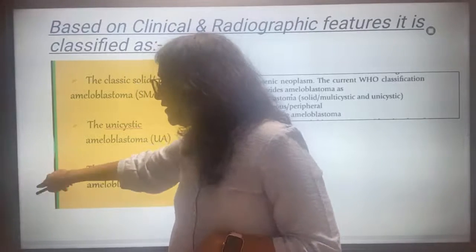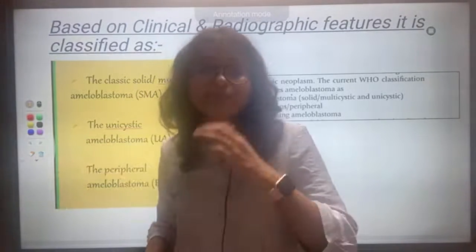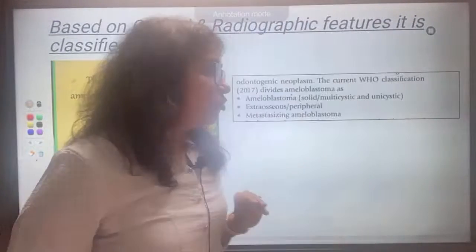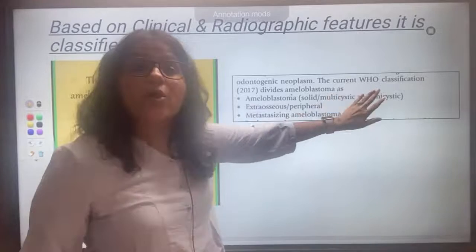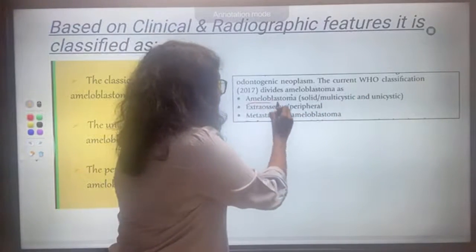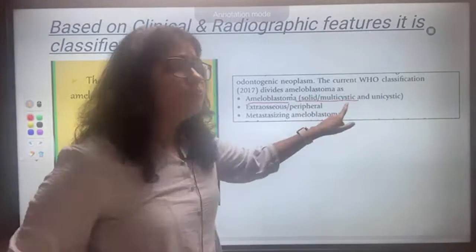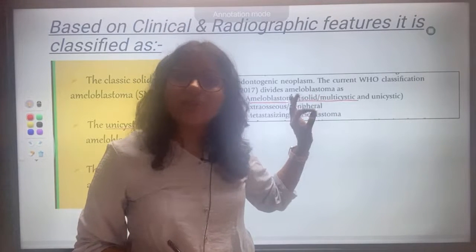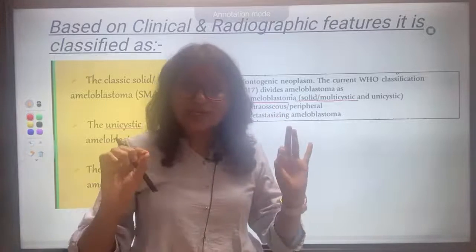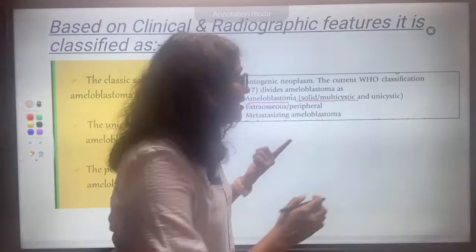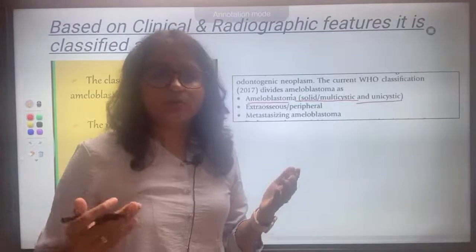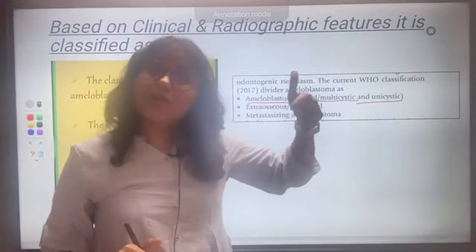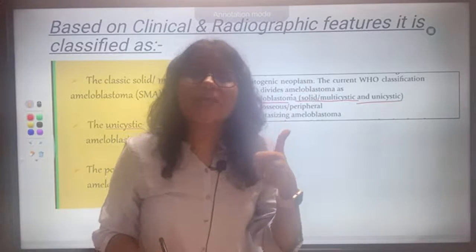Based on the clinical and radiographic features, there are types of ameloblastoma, right? So what are the types of ameloblastoma according to the WHO classification? Solid or multicystic, this is the most common type of ameloblastoma. Remember, most of the questions are for this only, solid or multicystic. This is the classic ameloblastoma, solid or multicystic, or it can be unicystic. Later on, unicystic ameloblastoma. Just remember, what are the types of ameloblastoma? Solid or multicystic, which is the most common classic type of ameloblastoma.